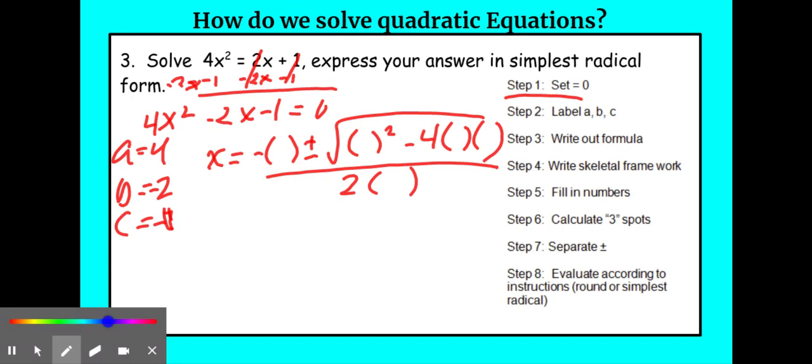The first number we're going to fill in is negative 2 because b is negative 2. The plus or minus the square root of b squared. Again, b is negative 2. Minus 4a, which is 4. C is negative 1, all over 2a, which is 4. That's supposed to be a negative 1.